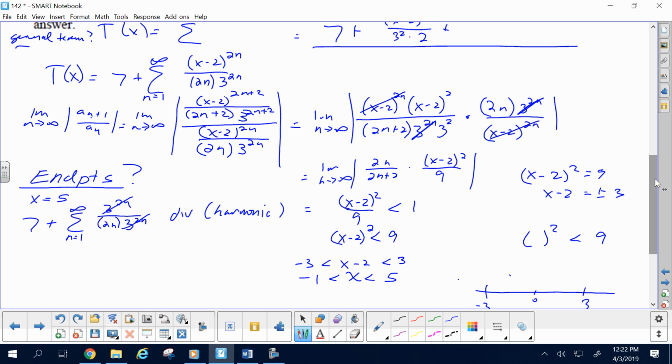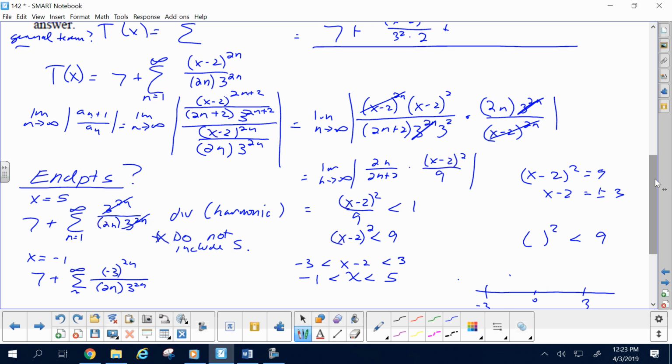All right? So I'm going to write myself a note. I probably wouldn't write this if I were doing the problem on the AP test. Do not include 5. What about the other endpoint? X equals negative 1. If I do x equals negative 1, then the series becomes 7 plus negative 1 minus 2 is negative 3 to the 2n over 2n, 3 to the 2n.